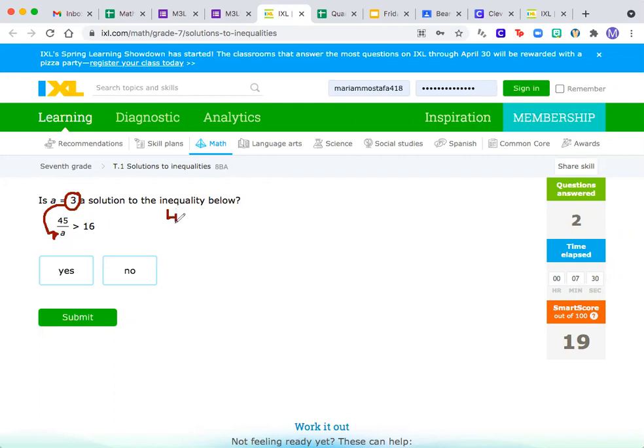So I'm going to do 45 over 3. It says is greater than 16. Okay, well, what's 45 divided by 3? That gives me 15 is greater than 16. Now, is that true? No, it is not true. 15 is not greater than 16, so we say no, that is not true, and then we submit.